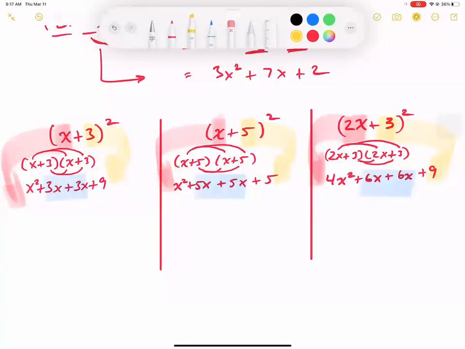So here's the pattern. Let's go ahead and come up with the answer here. It's going to be x squared plus 6x plus 9. Over here, x squared, 5x plus 5x become 10x plus 25. On my right, we have 4x squared. 6 plus 6 adds up to become 12x. And on the right, this becomes 9.